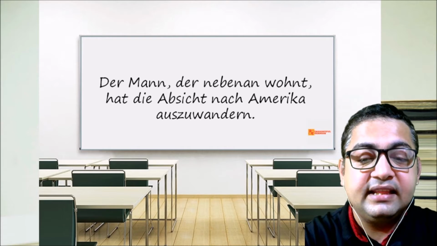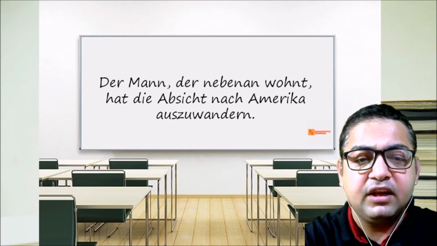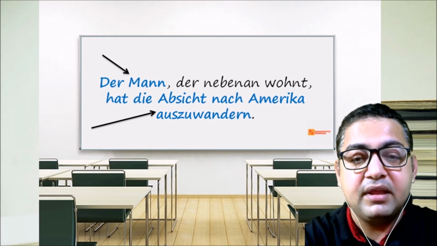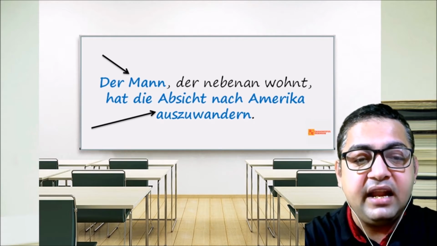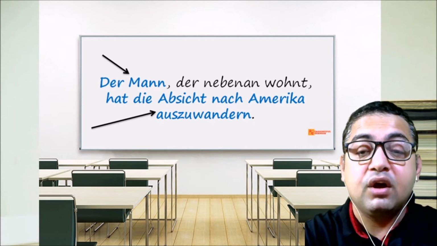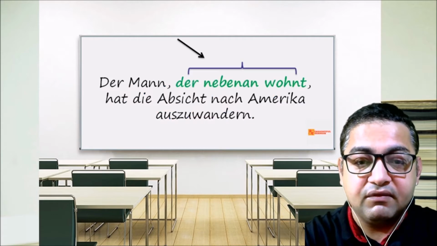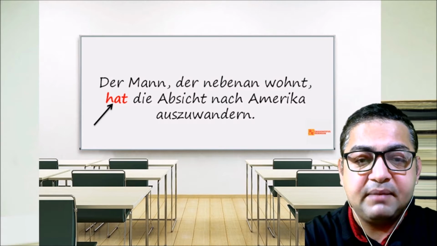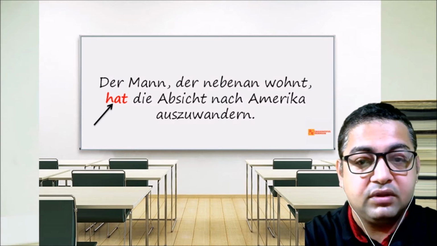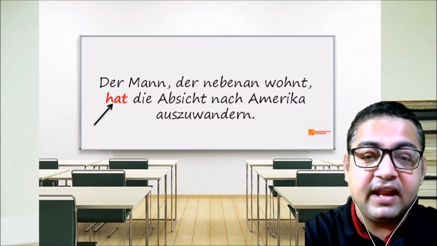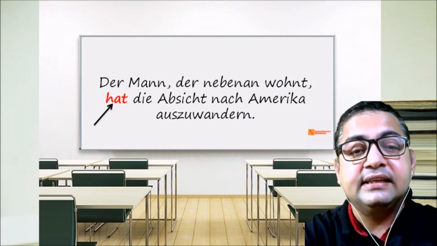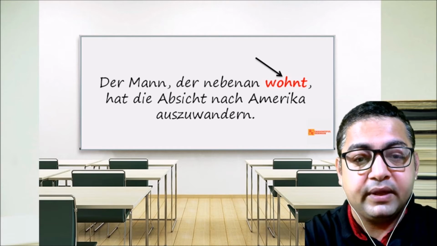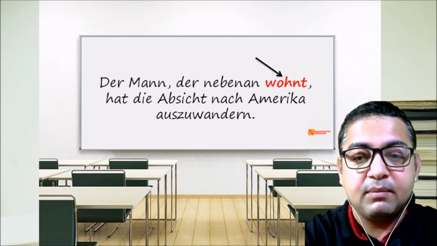Now, in this example, the word order in the main clause, that is, der Mann hat die Absicht, nach Amerika auszuwandern, remains untouched by the insertion of the relative clause, der nebenan wohnt. The finite verb in the main clause remains in second position as it would without the addition of the relative clause, whereas the verb in the relative clause is in final position. Unlike English, but in accordance with it being a form of subordinate clause.